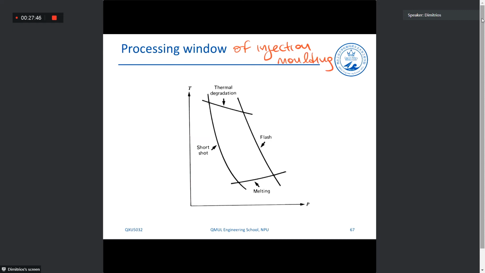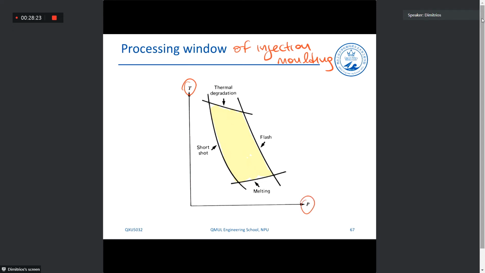And in order to fabricate a good-looking polymer with a structure that is the way we imagined, and the properties of the polymer will be the way they should, we need to stay within this processing window. This is called the processing window. If we move outside this processing window in terms of temperature or pressure, we will have problems, okay?